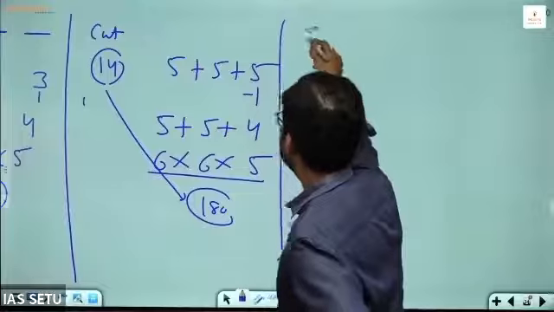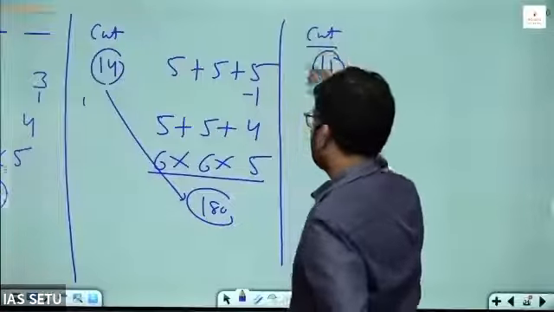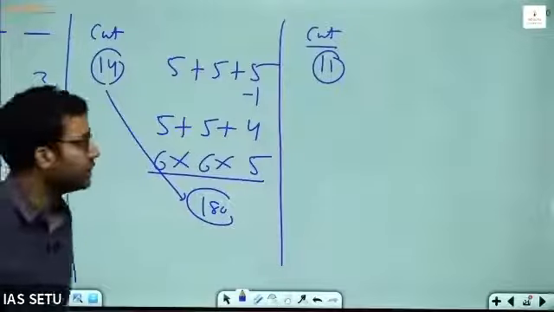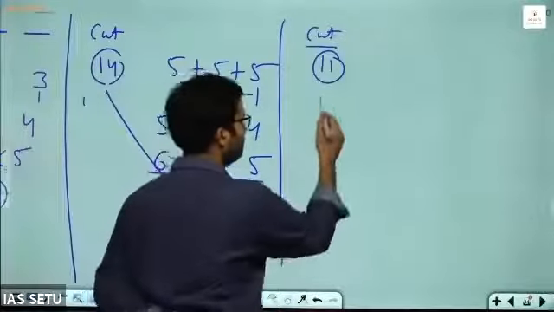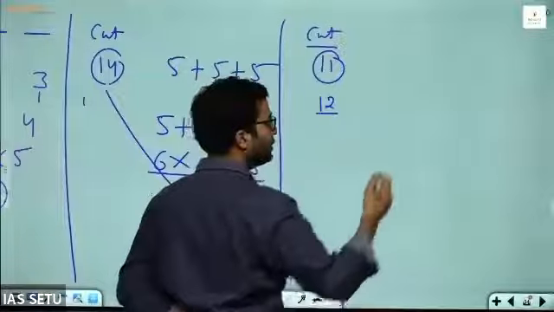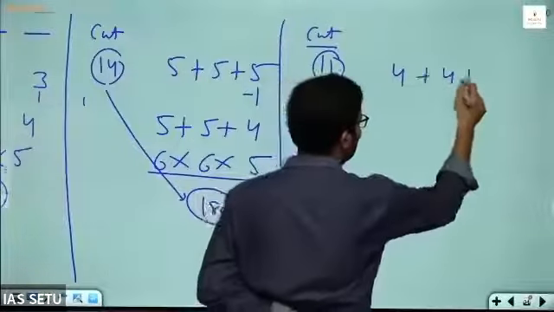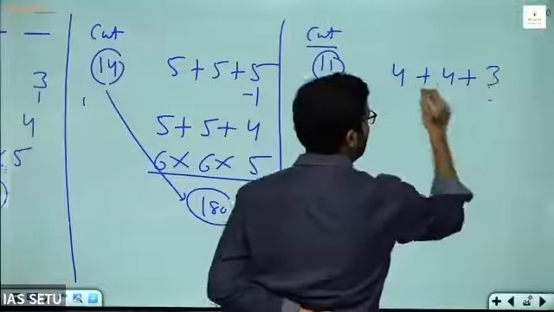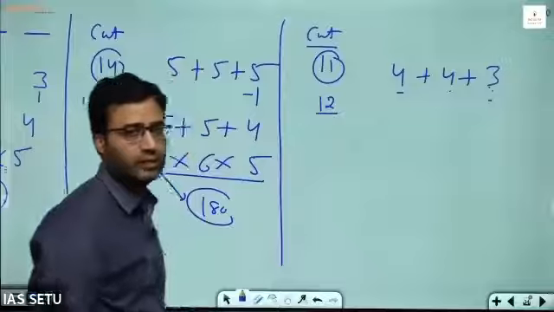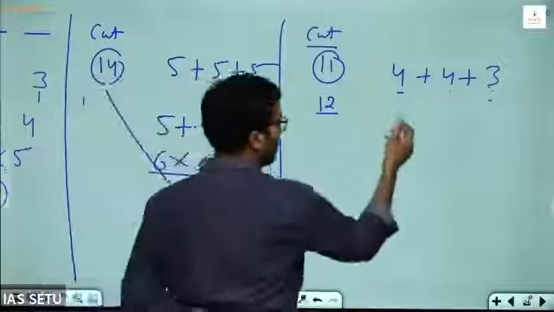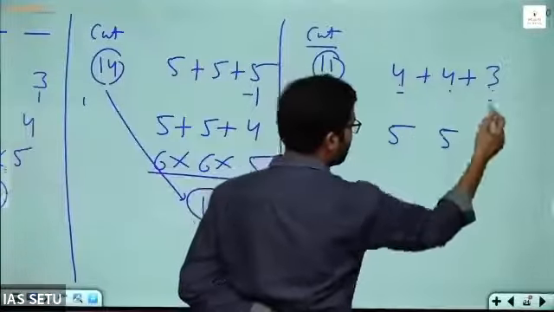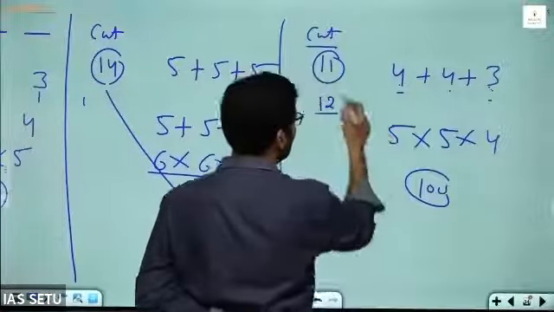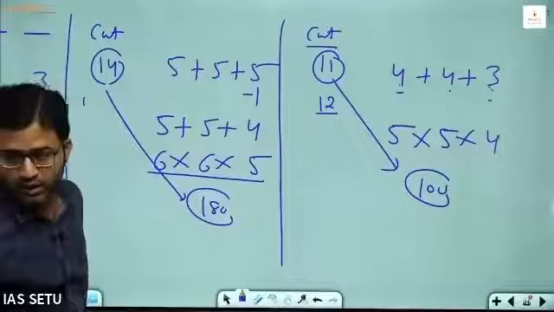For example, number of cuts given 11. Tell me the nearest multiple of 3. Nearest multiple of 3 near to 11 is 12. If you have 12 chocolates, it will be 4 plus 4 plus 4, but it is 1 less. So you take 3 here. 4 plus 4 plus 3. 4 cuts give you 5 pieces, 4 cuts give you 5 pieces, 3 cuts give you 4 pieces, 25 into 4, 100. So with 11 cuts, maximum number of pieces possible, 100.